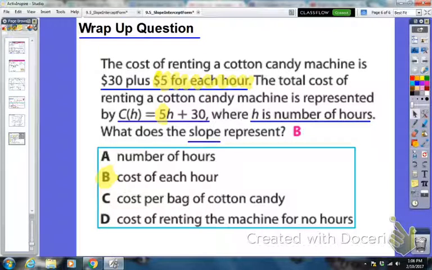$30 would be the cost of the cotton candy machine for no hours. So that would be D, the 30. H is the number of hours because that's our unknown. So the slope is the cost of each hour.